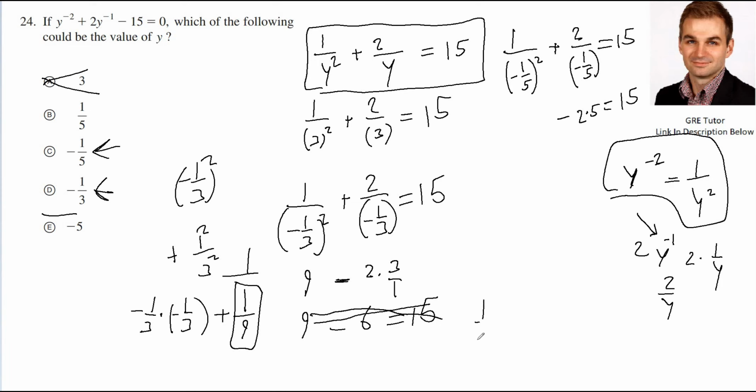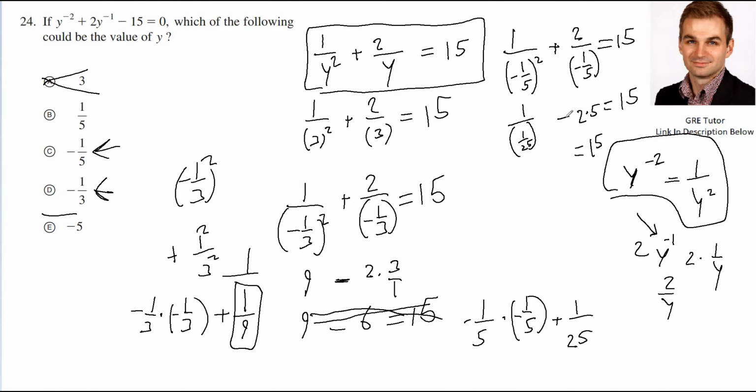So let's do that over here. Negative 1/5 times a negative 1/5 is going to be equal to 5 times 5 is 25. Negative and a negative becomes a positive. 1 and a 1 becomes a 1. So we get positive 1 over 25. So we get 1 over 25 minus 2 times 5 equals 15. Alright, so let's keep going.